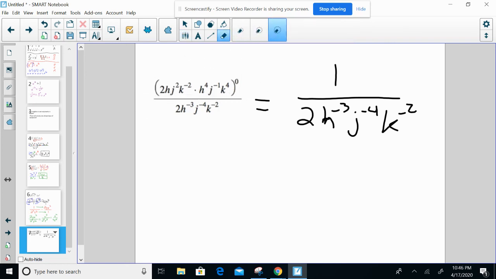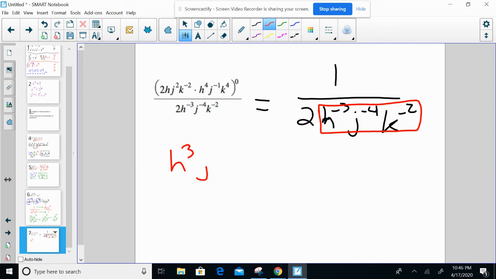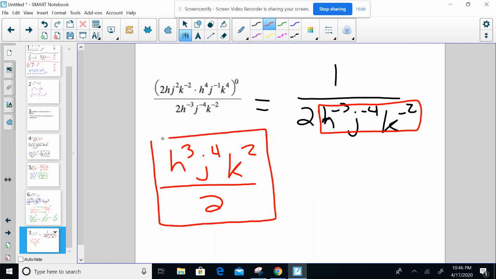Because everything, remember, think of it like a pod. That whole pod gets the 0 exponent, so it becomes a 1. Perfect. From there, just deal with your negative exponents. So actually, everything moves up to the top. Everything with a negative exponent moves up to the top. So you're just going to write it as h to the third, j to the fourth, k squared all over 2. So what looked like the most complicated problem ends up being one of the easier ones.